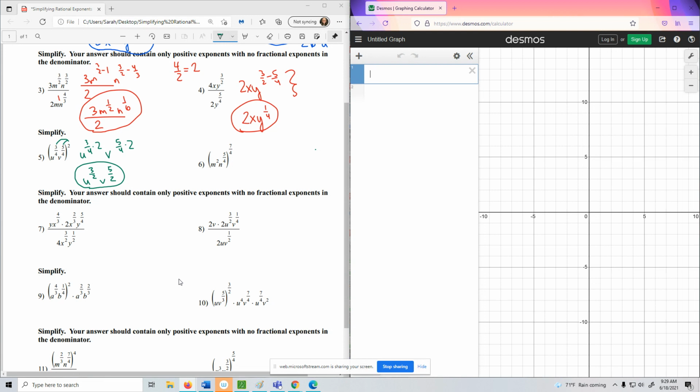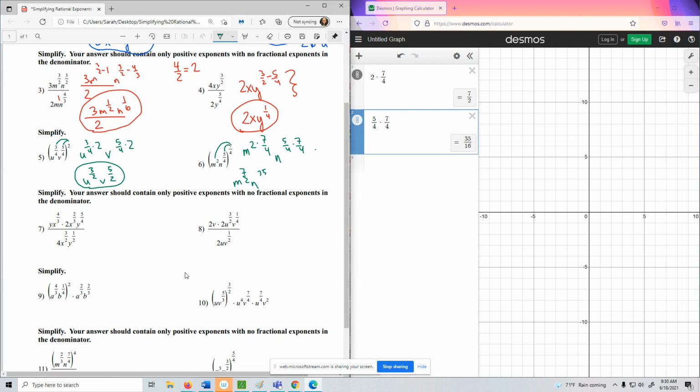Let's try number 6. So we know we need to distribute this. I'm thinking m to the 2 times 7 over 4. I'm thinking n to the 5 over 4 times 7 over 4. Let's use Desmos to do our multiplying. We're going to turn things into fractions. For our final answer, we get m to the 7 over 2. And then for n, we get 35 over 16.